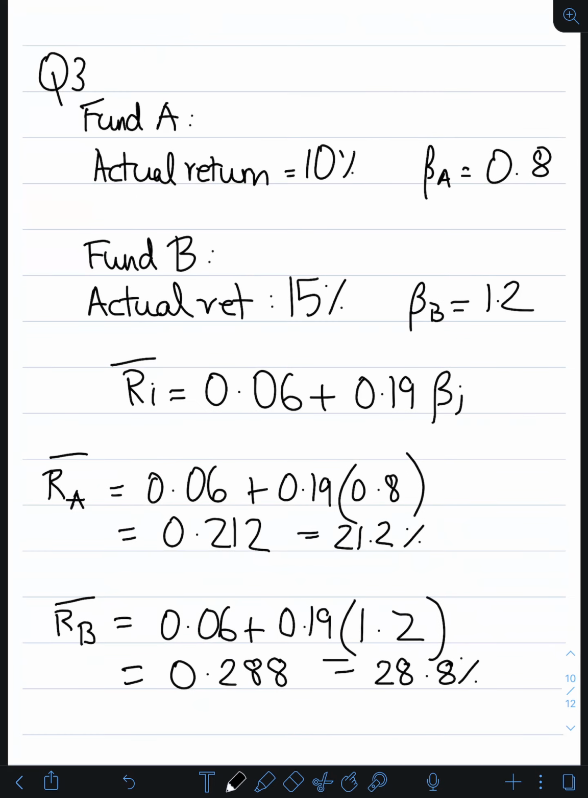So once again, the problem-solving strategy is do what? Use this model to find out what the return should have been, and then compare with what the return actually turned out to be. If, let's say, our A bar was supposed to be 9% and our actual return was 10%, this fund would actually perform better than what we expected. However, we find that we should have gotten 21.2%, but we only got 10%, so fund A performed worse than it should have. We should have gotten 28.8% for B, but we only got 15, so fund B also performed worse than it should have.